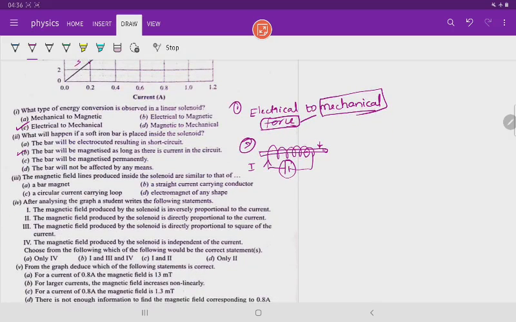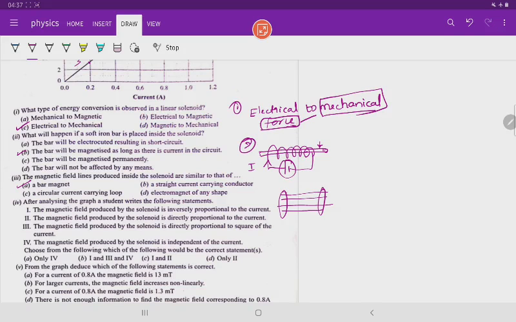Question number 3. The magnetic field lines produced inside the solenoid are similar to that of a bar magnet. Remember, the magnetic field inside the solenoid is the same as that of a bar magnet, and the lines are parallel, and the magnetic field at one end will be the same as at the other end. Our magnetic field inside the solenoid is uniform because the magnetic field lines are parallel to each other.